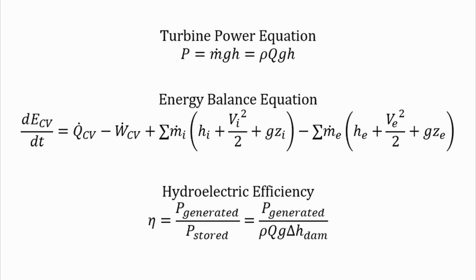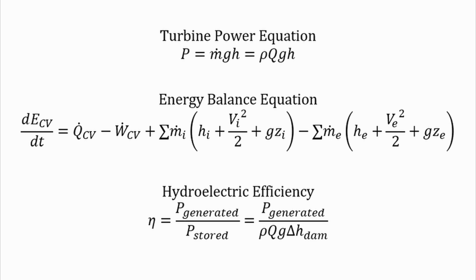The energy balance equation states that it is equal to the rate of heat transfer minus the rate of work, plus the enthalpy plus the kinetic energy plus the potential energy of the inlet, minus the enthalpy plus the kinetic energy plus the potential energy of the outlets. The dam can be modeled as an open system and also as the control volume.